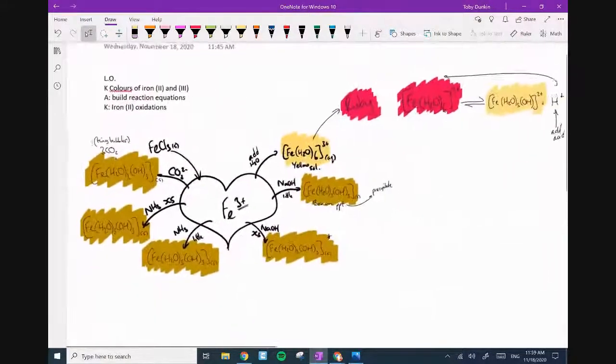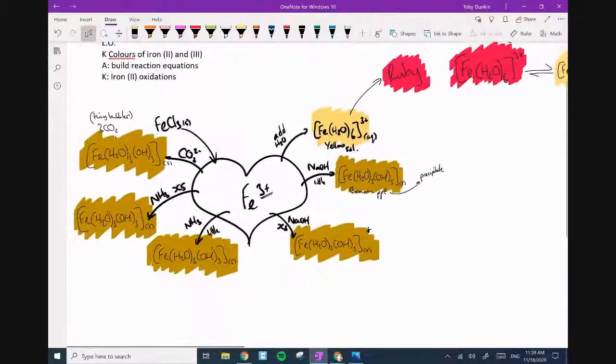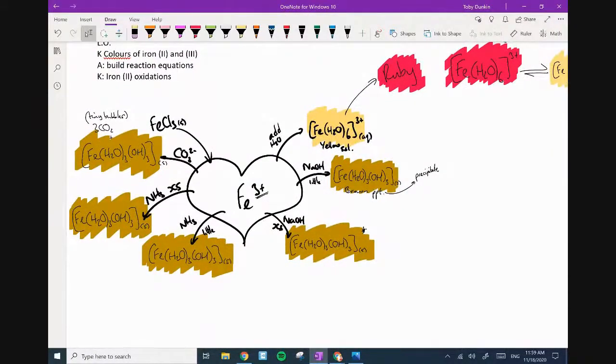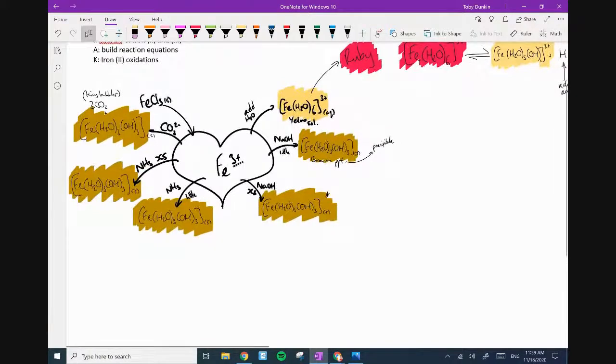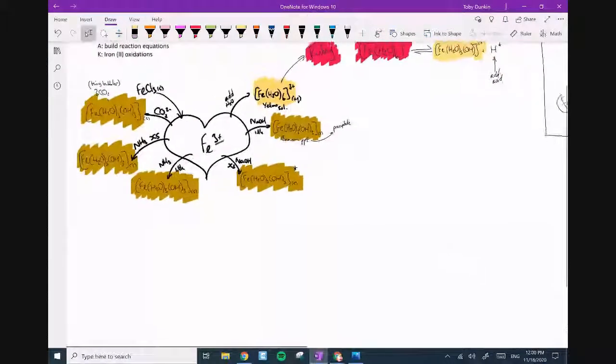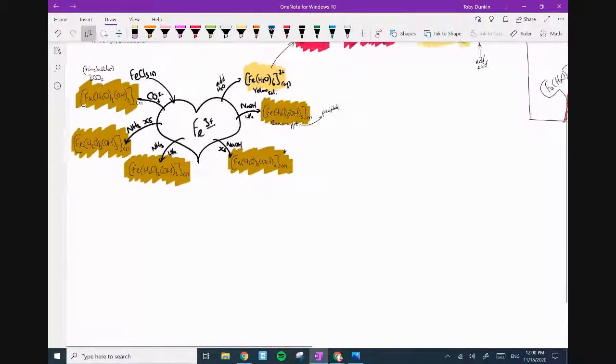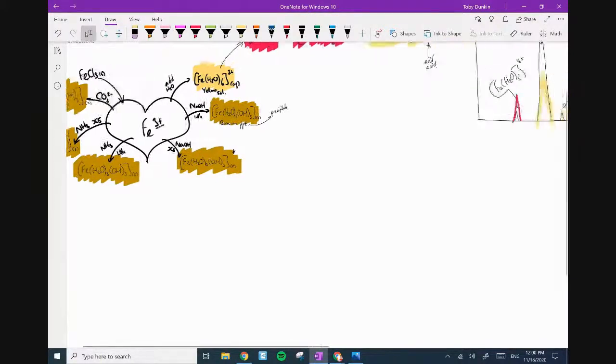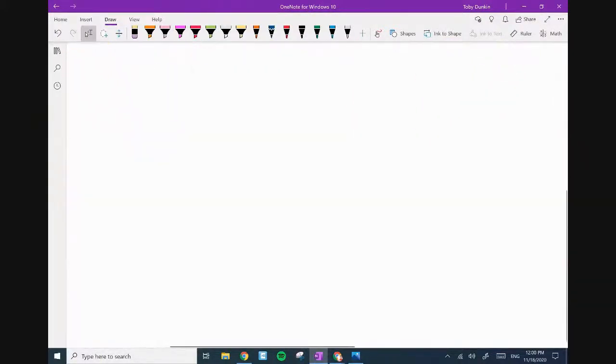Okay, that brings us to the end of iron 3+. How amazing is iron 3? It's just yellow and brown all the way through. Love iron 3. That's why I can do iron 2 at the same time. So what does iron 2 do? Let's now look at iron 2. So Fe2+.